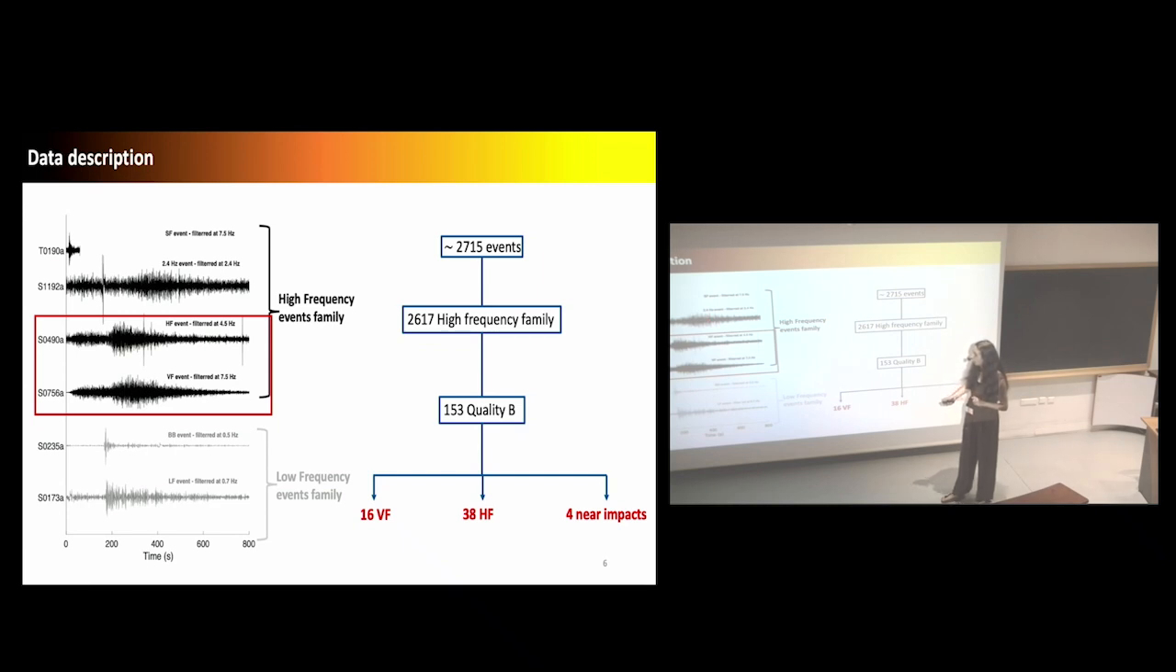For the low frequency event, you also have 2 groups. You have BBB and LF event. And I think the poster of Alexander also talks a lot about the classification. So if you have more questions, you can talk with him later.